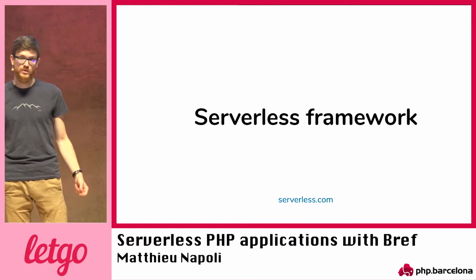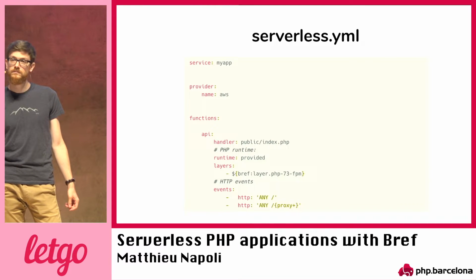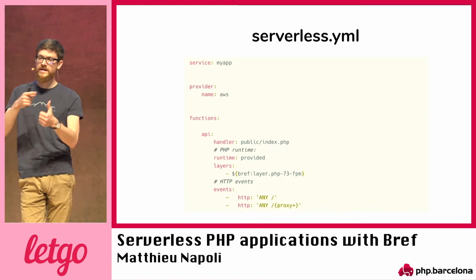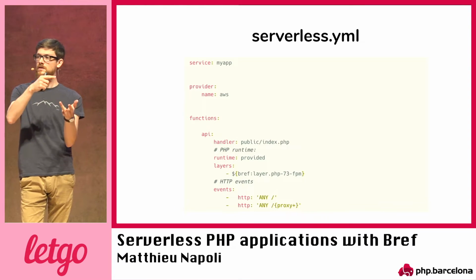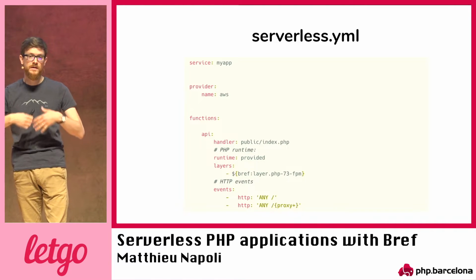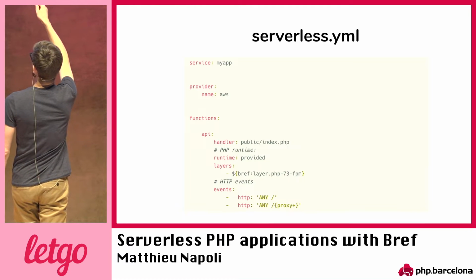So the way it works is really simple. You have a YAML file, and you describe what you want to deploy. If you used Ansible, Chef, Puppet, CloudFormation, Terraform, it's the same thing. It's a YAML file. And here I will set the name of my application.